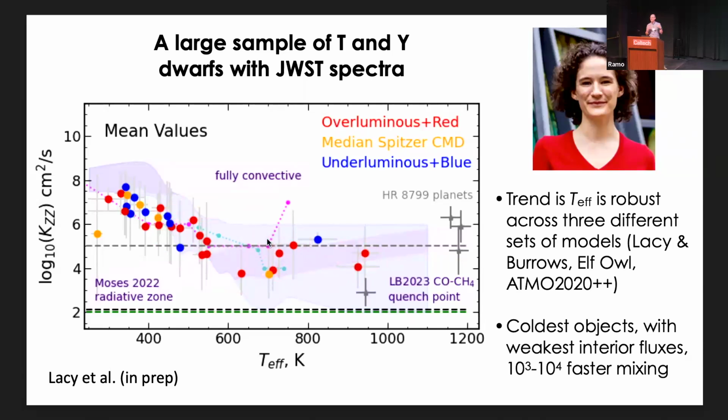So to me, this is really exciting in that over the past 5 years, we've gone from an initial observation from the ground to using JWST and a new generation of models trying to fit these observations. I should mention she's done a wide variety of her own models, but she's also using Elf Owl and ATMO 2020++ models, and this trend is robust no matter which particular models you're choosing. I think that's a really important point. So we really are making progress on this particular question as we move along in the field. And I think that's really great to see.